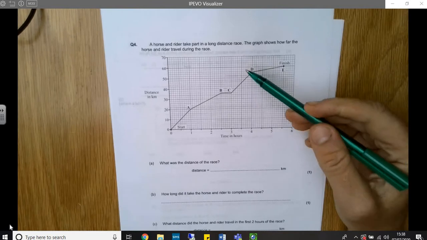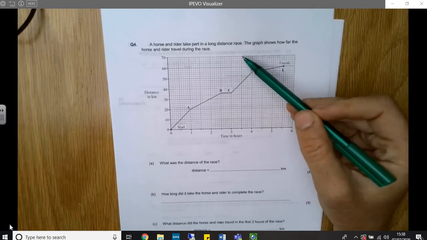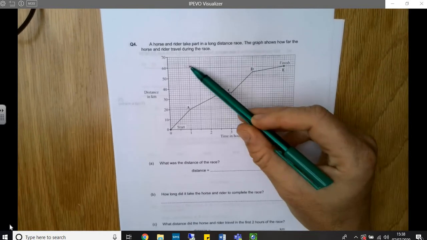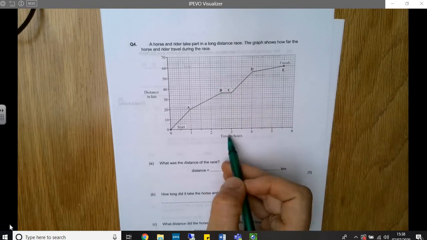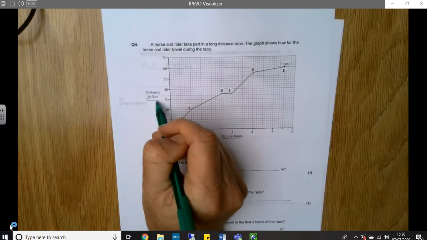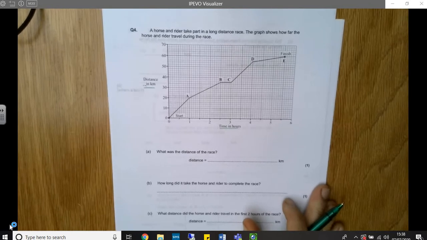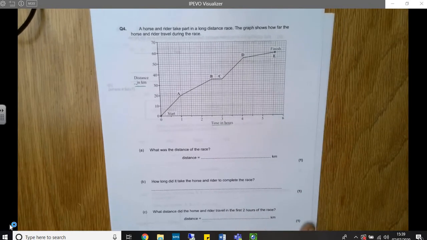So a horse and a rider take part in a long distance race. The graph shows how far the horse and rider travel during the race. Again, it's a distance time graph. Okay, we're just using the same question, the same sort of graphs to reinforce our learning.